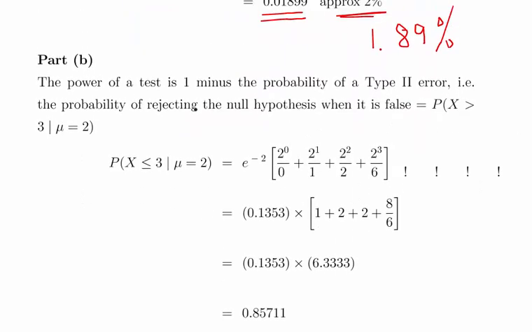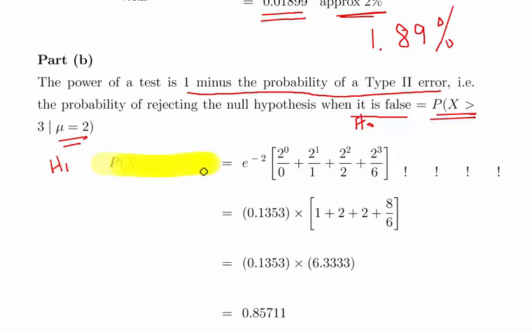Now, the power of the test is 1 minus the probability of a type 2 error. Type 2 error is the probability of failing to reject the null hypothesis when it is false. So when H0 is false, that means we assume that H1 is true. Essentially, we compute this first, and then find the complement of that.